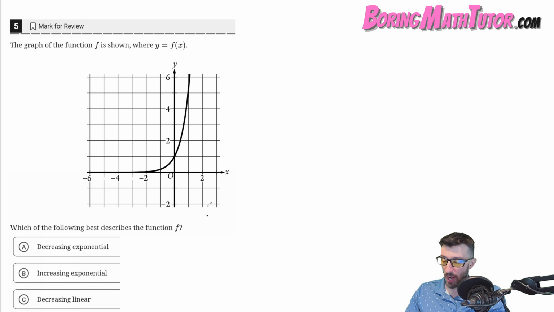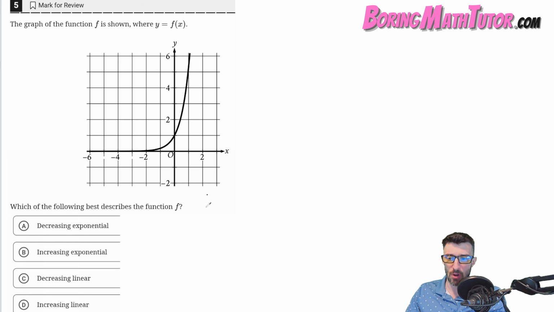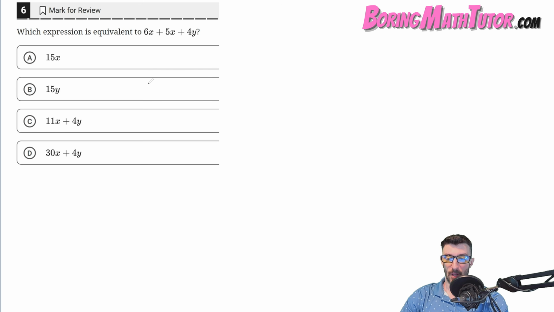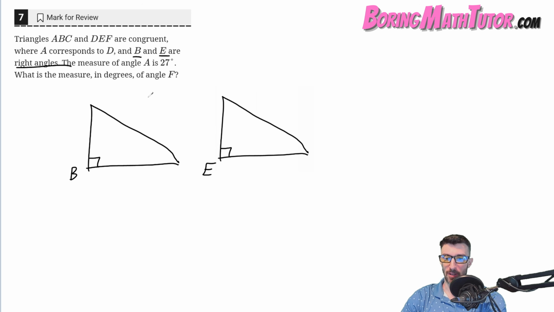We got the graph of this function is shown. Which of the following best describes this function? Well, this is definitely not a straight line, so we would not call it linear. It's exponential, and it's increasing as it goes to the right. Always as you go to the right. This problem is what's known as a complete waste of time. So we're going to move on to number 7.